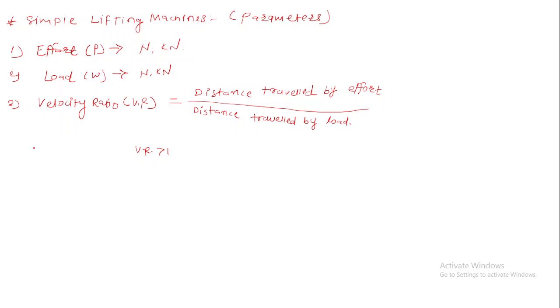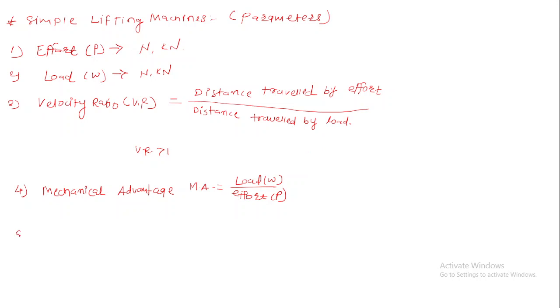Next we have seen mechanical advantage. Mechanical advantage is defined as MA is equal to load W to effort P. So it should be also greater than 1. Load W divided by effort P.